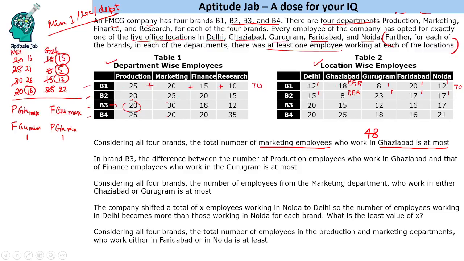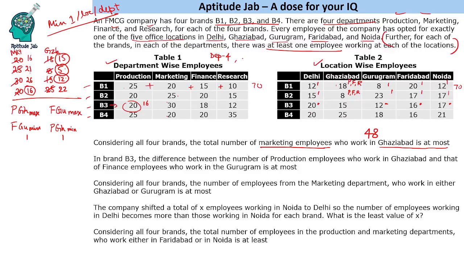Now this is similar to what we did in the previous question. So for production we have 20 employees. We need to assign one to each other location. As you saw in the previous question also, department wise we will subtract 4 that is available. So we have 16 employees available.